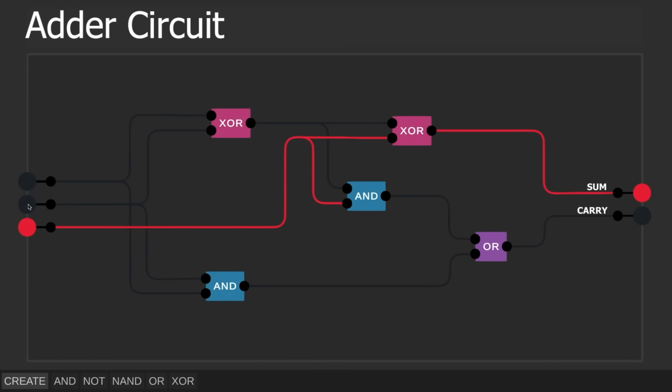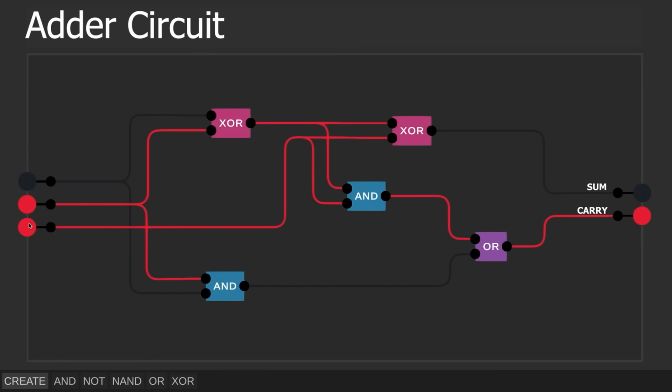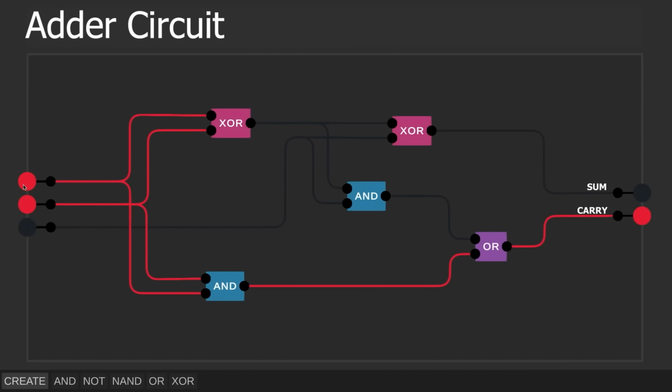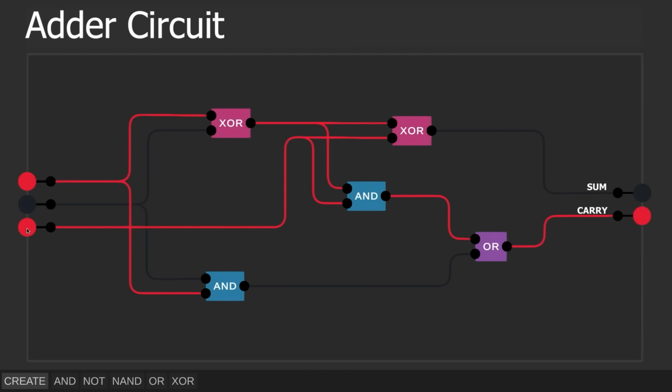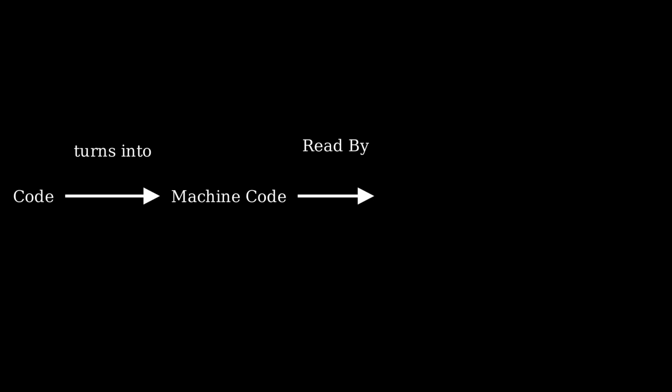Once we can add, subtract, and transfer information around our computer, we have all the building blocks necessary to run programs. So to recap, the code that we write as humans is translated by a compiler or some other program into machine code. This machine code is run on the processor, where it instructs the computer to do a specific series of mathematical operations using logic gates.